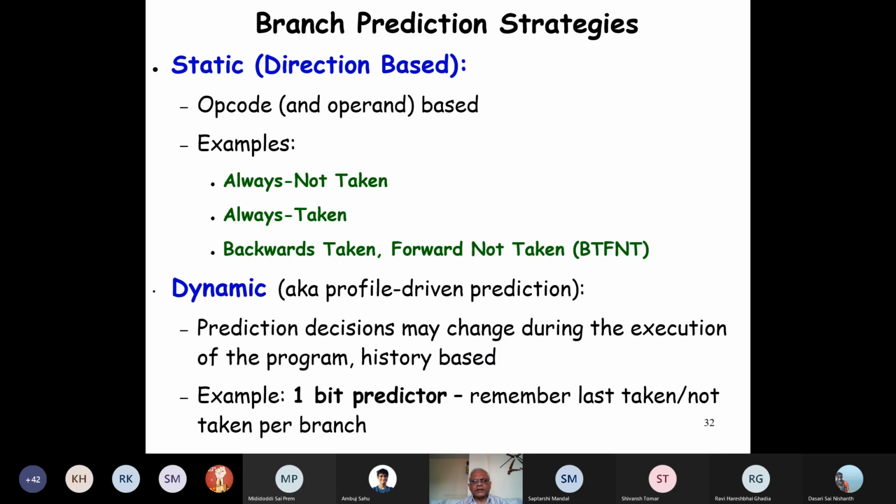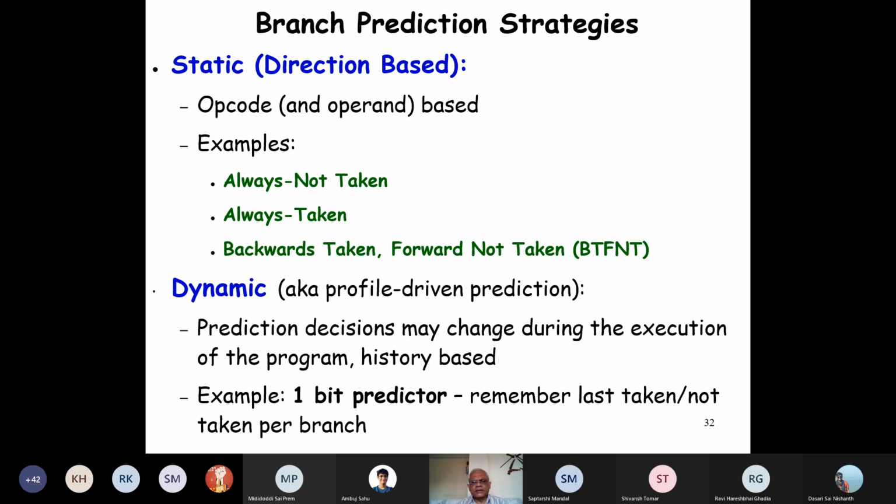So for static, we have simple rules like we'll say that it will never be taken. It will always fall through. And by chance, if it is taken, we have to flush. Or we might have a simple static predictor rule that it is always taken. Another rule is if there is a backward jump, then it will be taken, but forward is not taken.